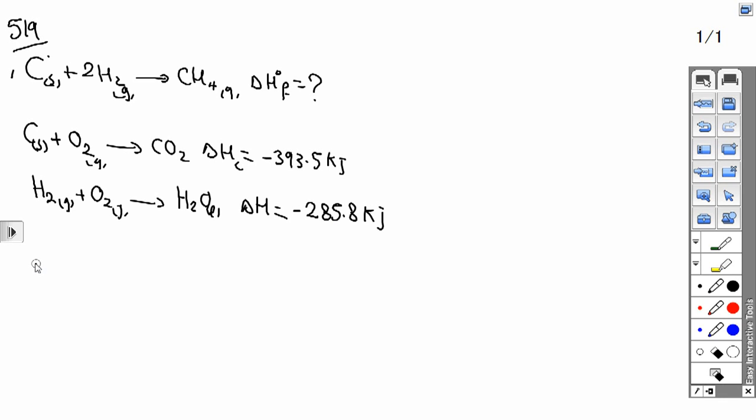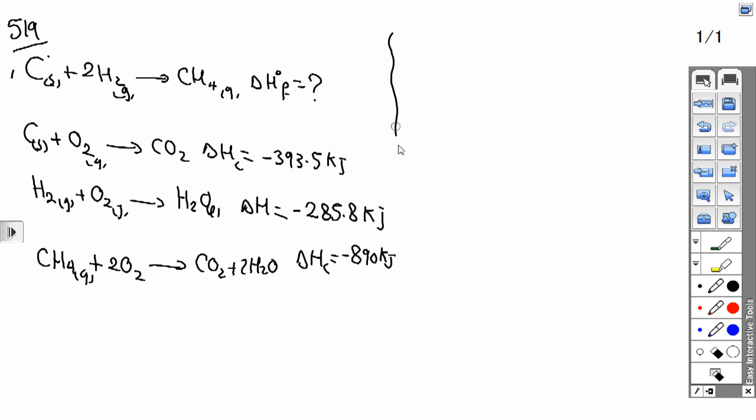CH4 gas plus 2O2 produce carbon dioxide plus 2H2O, and delta H equals negative 890 kilojoule. How do we calculate the overall enthalpy of this reaction?